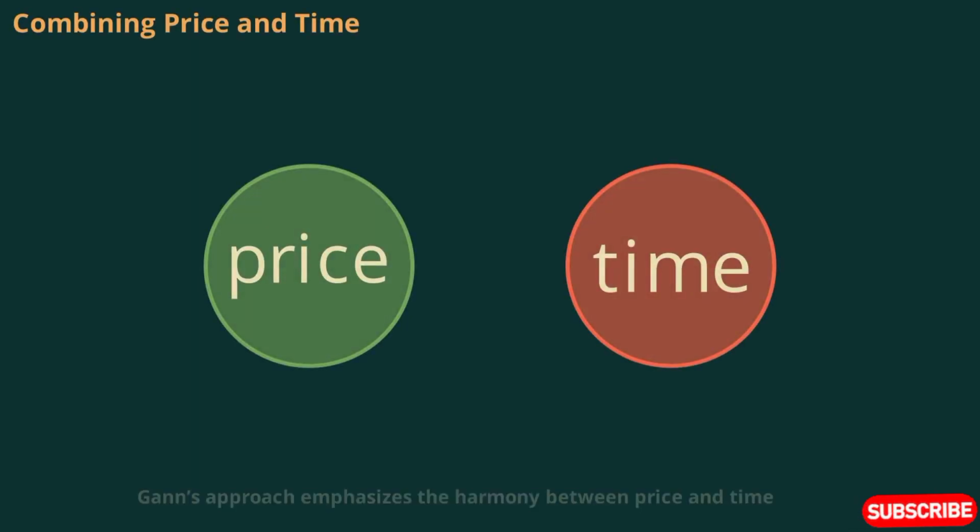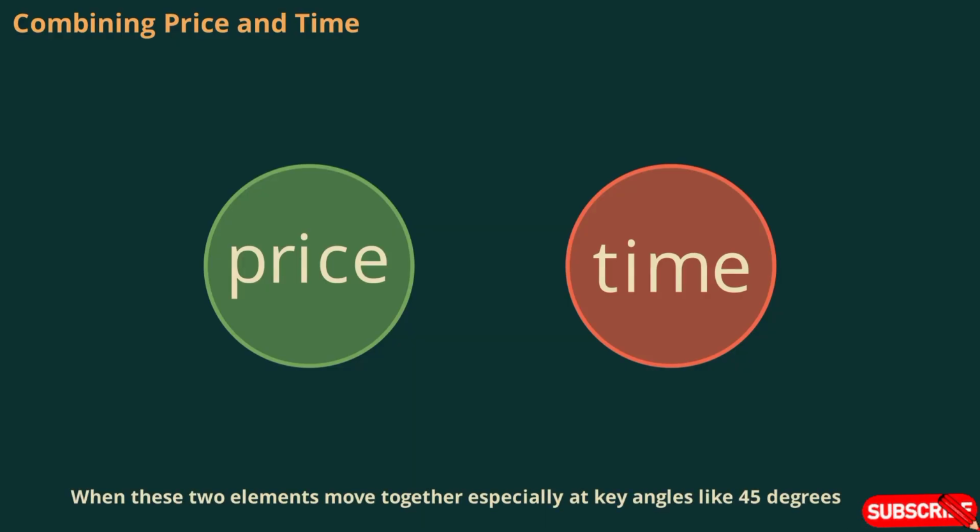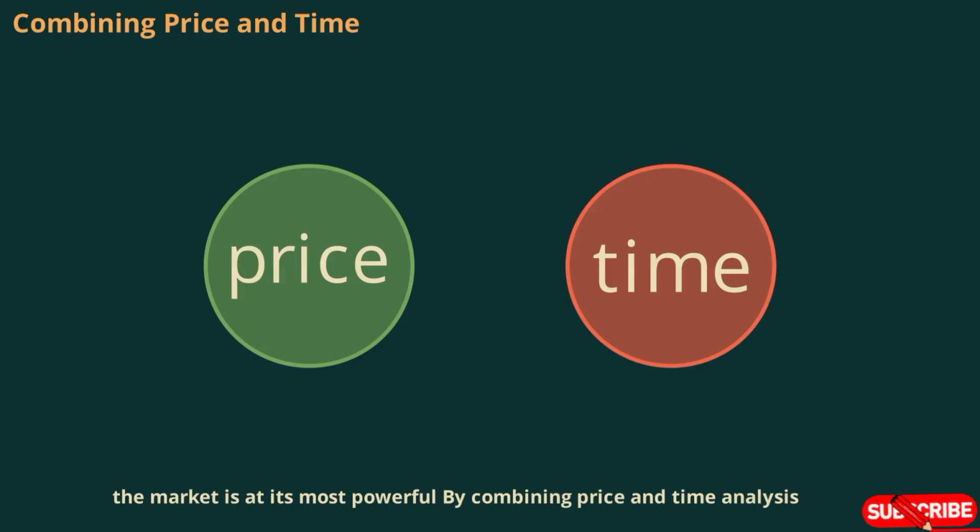Gann's approach emphasizes the harmony between price and time. When these two elements move together, especially at key angles like 45 degrees, the market is at its most powerful. By combining price and time analysis, traders can develop more robust strategies and gain a deeper understanding of market dynamics.